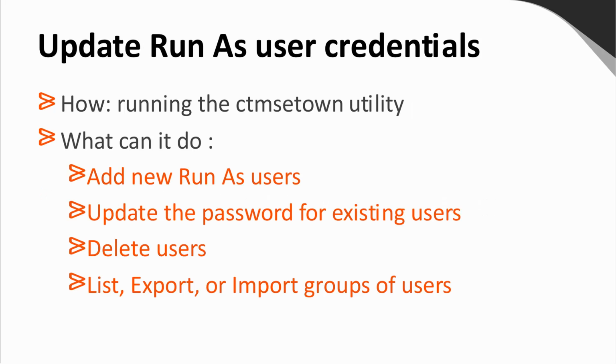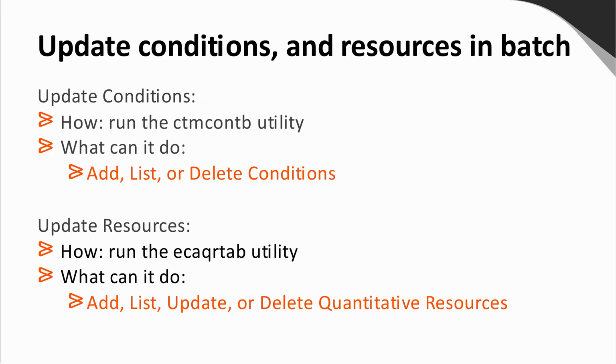To update run as user accounts, you can do this in the CCM. However, the CTM setown utility can also be used to make changes from the command line or in a script. This utility can add new run as user accounts, update the password for existing accounts, delete user accounts, and even list, export, or import groups of users.